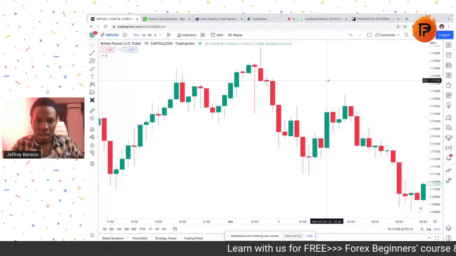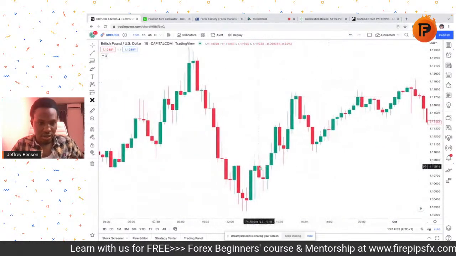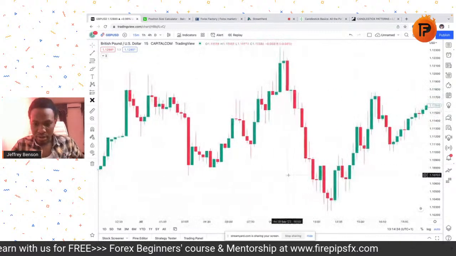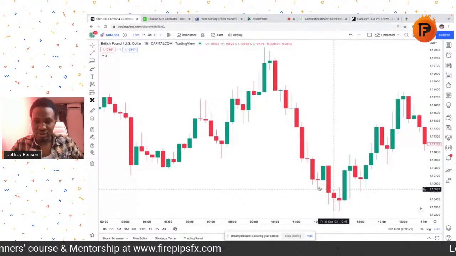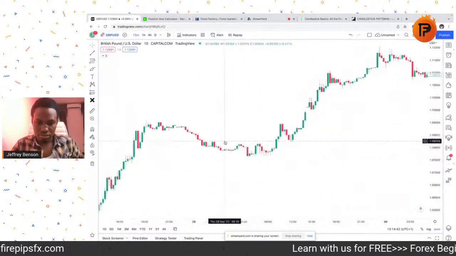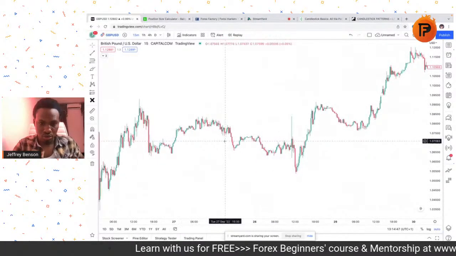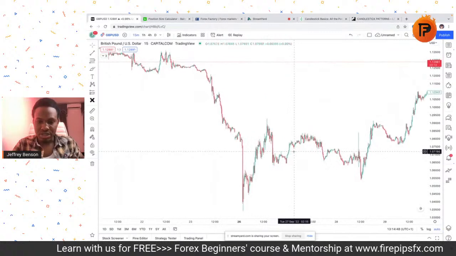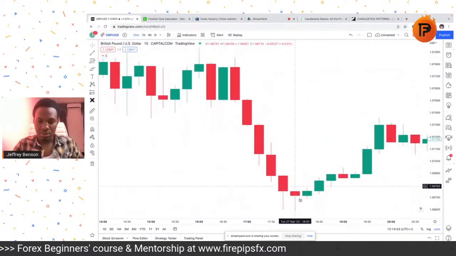Examples of hammers, like here. That's not a perfect hammer. This is looking like a hammer. But I want the one where the top is shaven, that doesn't have a wick at the top at all. You always find hammers in a downtrend, at the bottom. So hammers usually represent that price starts moving to the upside. Here's an example of a hammer.